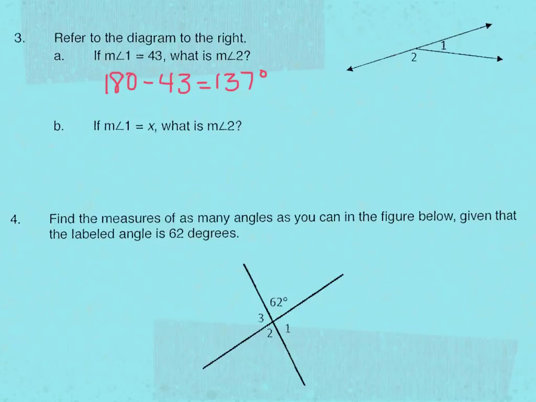If measure of angle 1 is equal to x, how would I get the measure of angle 2? Think about what Clay just did a second ago. We said this earlier. Yeah, 180 minus x. That's it. And you would just leave it like that. 180 minus x. Final answer. Good.